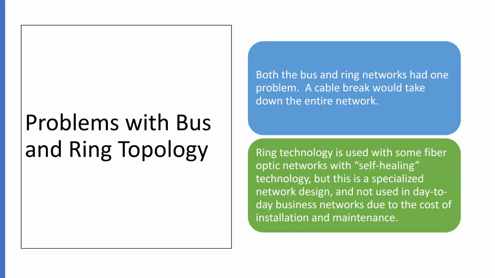The biggest problem we had with the ring and bus technologies was a cable break. So if a cable broke in the system, the entire network would go down. So it was a huge problem. In the ring technology and some fiber optic networks, they developed a self-healing technology. But again, this is a specialized network device, and it's not used in day-to-day business networks.